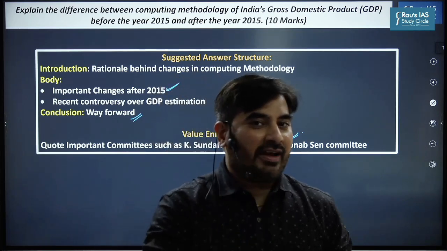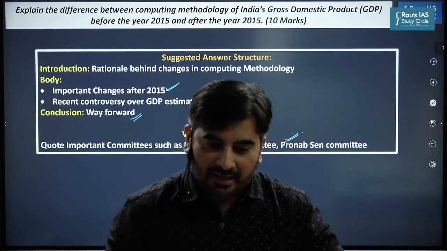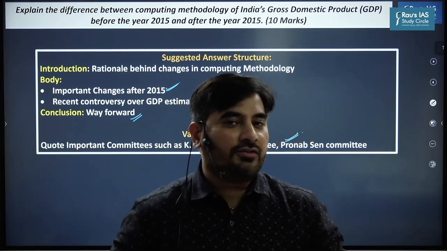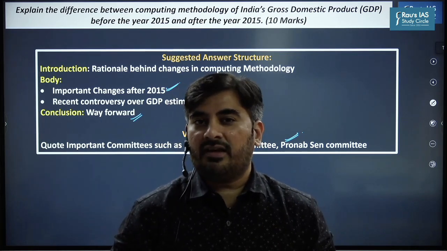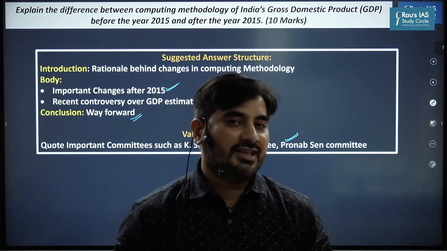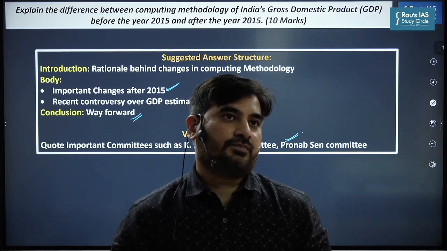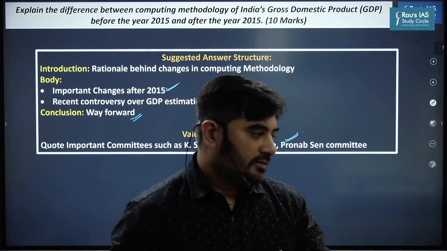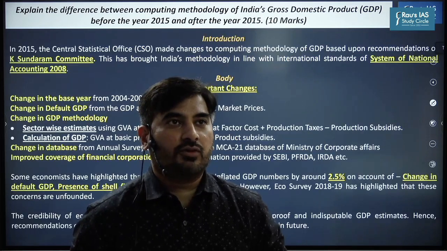But as and when Pranab-Sen Committee submits its recommendations, they should be taken into account so that we are able to come out with the credible GDP estimates, indisputable GDP estimates. No one should question our GDP estimates. So this could have been your conclusion. So let's look at the model answer to this question.